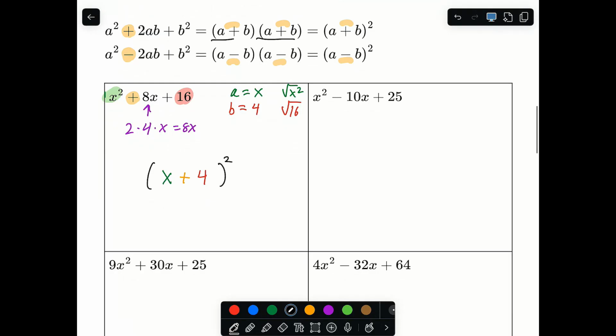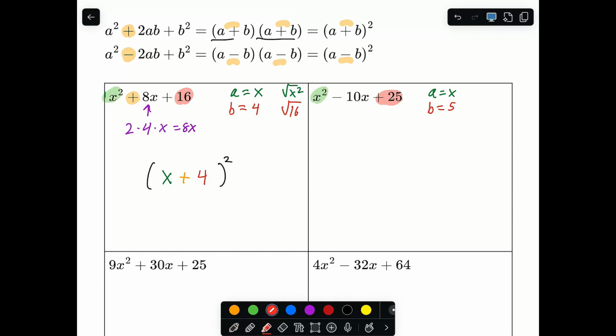Looking at our next one, again, looking at first term x squared, last term 25. These are both perfect squares. So I can take the square root of them. I get a is going to be x again, and b is going to be the square root of 25, which is 5. 2 times ab does equal 10, so I'm good there.